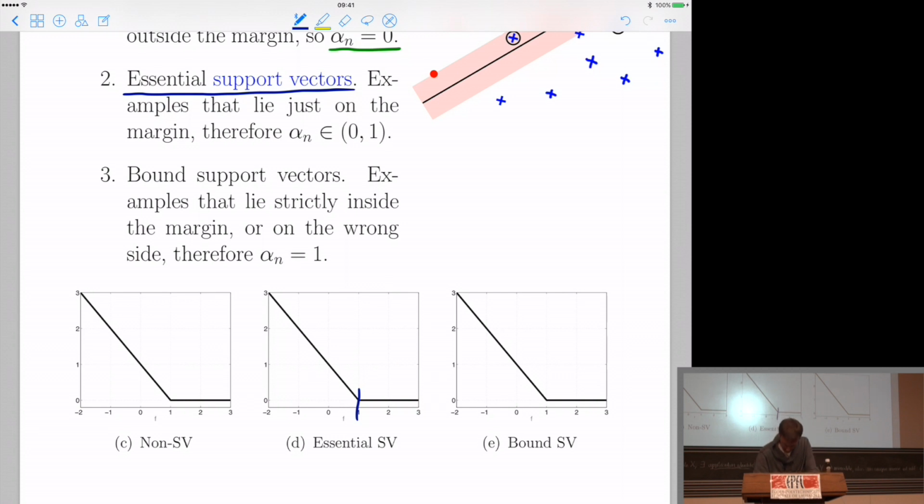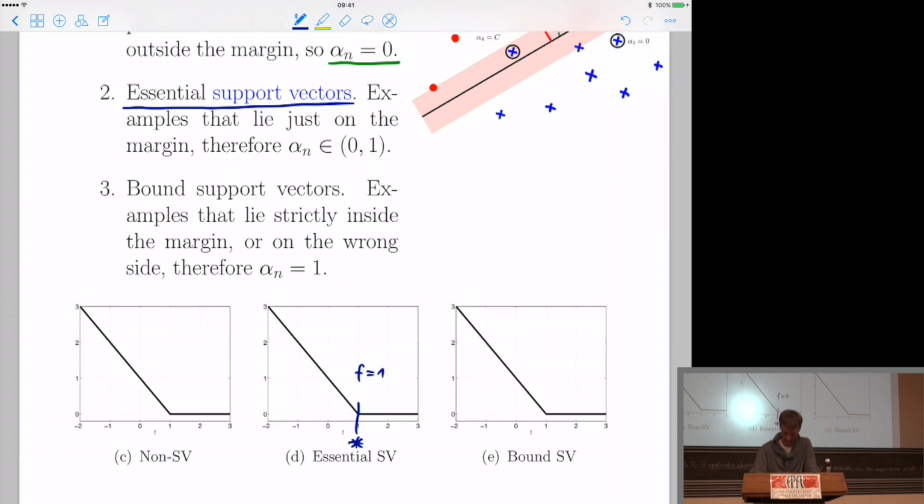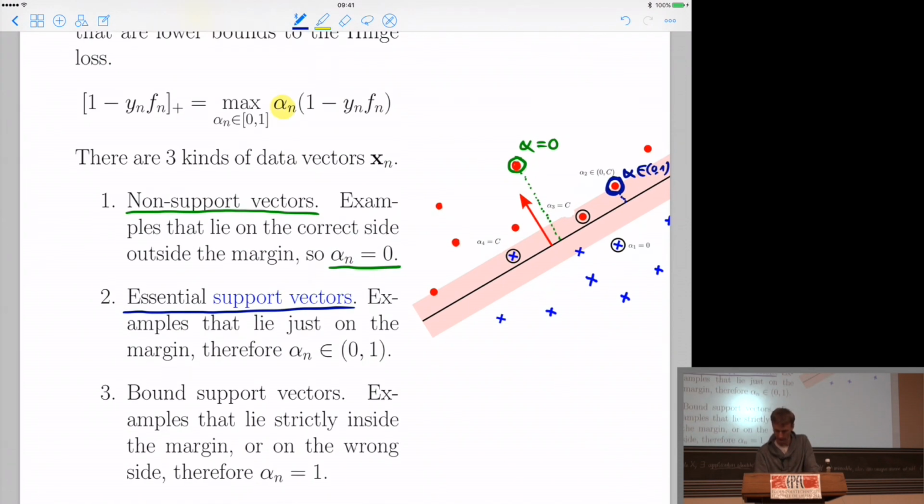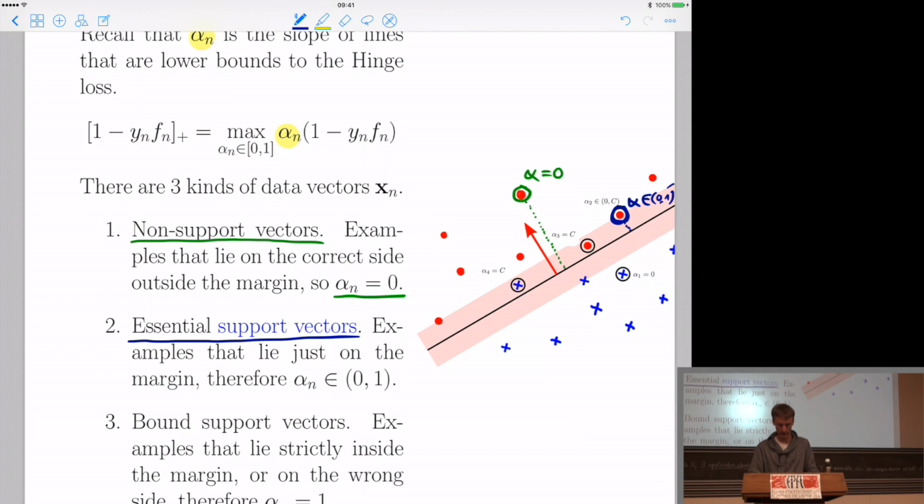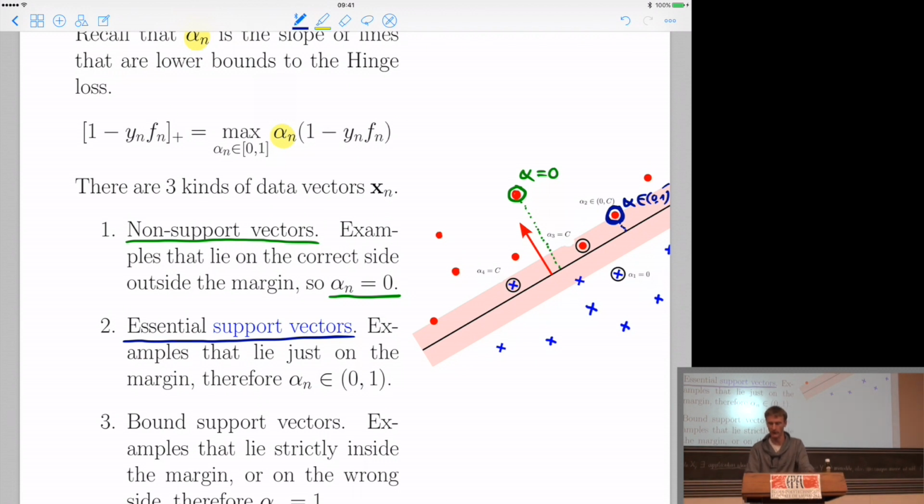So here, if our points are here, then we have f equal 1. So that's what it means to be 1, right? You're on the margin exactly. So if you are at that point, it means you're an essential support vector. So that's the second case, when the alpha variable can be anything.